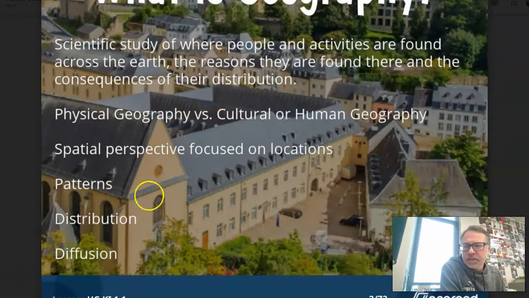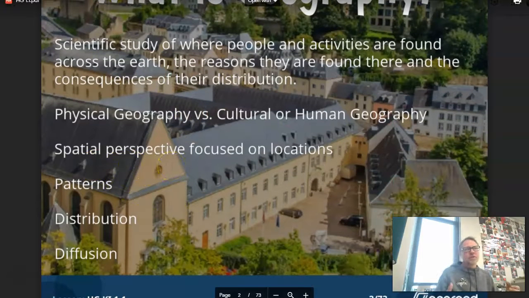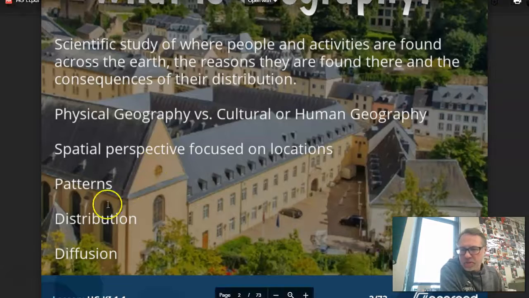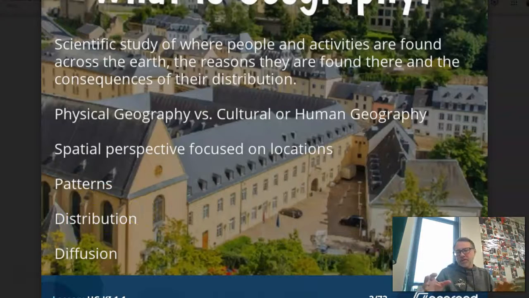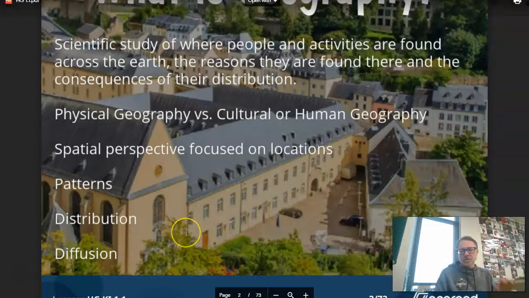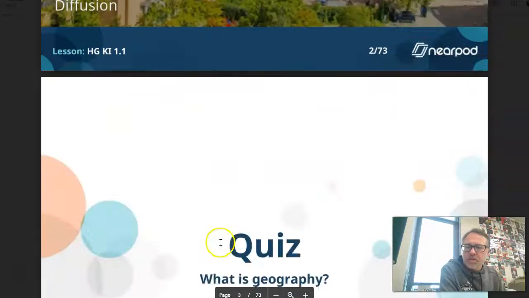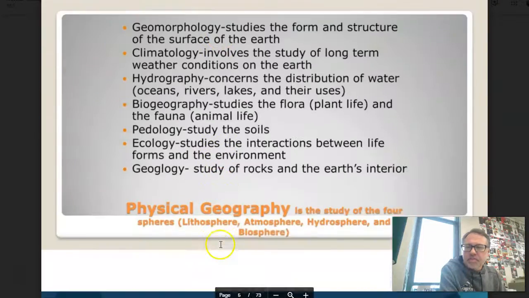Definition of geography is here. It's a spatial perspective, so it looks at where things happen. Everything happens somewhere. Those locations are important. Sometimes they affect why things happen in those places. And so geographers are looking at patterns. Are there similarities in places? Distribution, how are things arranged? And diffusion, where are things moving to, and tracking those movements. So geography covers all of those things.